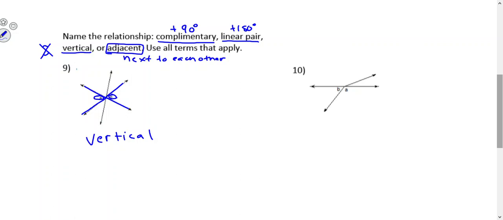On our next one here, we have two angles that are next to each other. A and B are right next to each other, and they are on a line. So we know that they are a linear pair because they add up to a line. So we're going to call them a linear pair. We also know that they are adjacent because they share this common ray there.